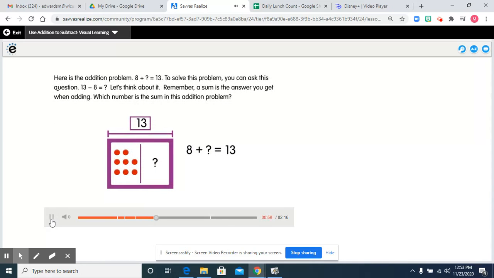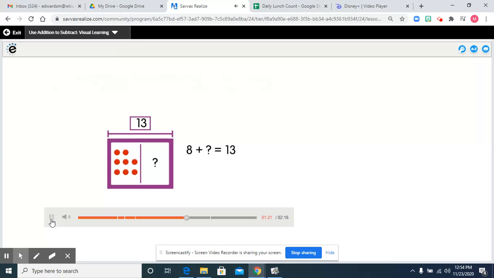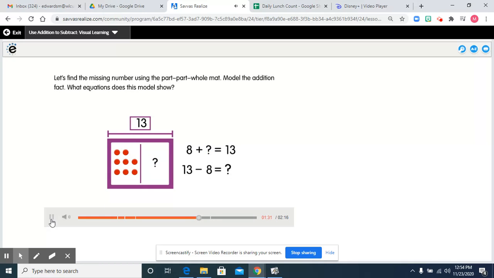Here is the addition problem. 8 plus blank equals 13. To solve this problem, you can ask this question: 13 minus 8 equals blank. Let's think about it. Remember, a sum is the answer you get when adding. Which number is the sum in this addition problem? 13 is the sum. The part missing in the addition problem is the same missing part in the subtraction problem. Let's find the missing number using the part-whole mat.